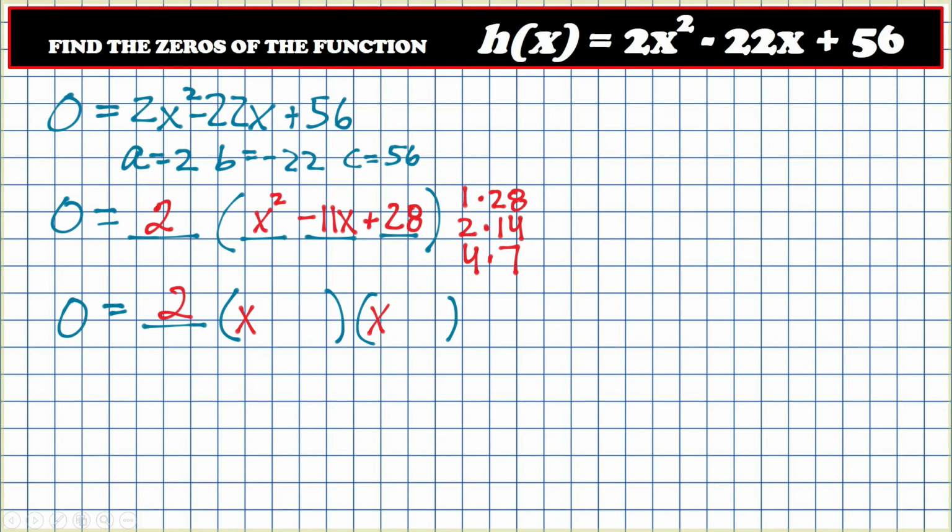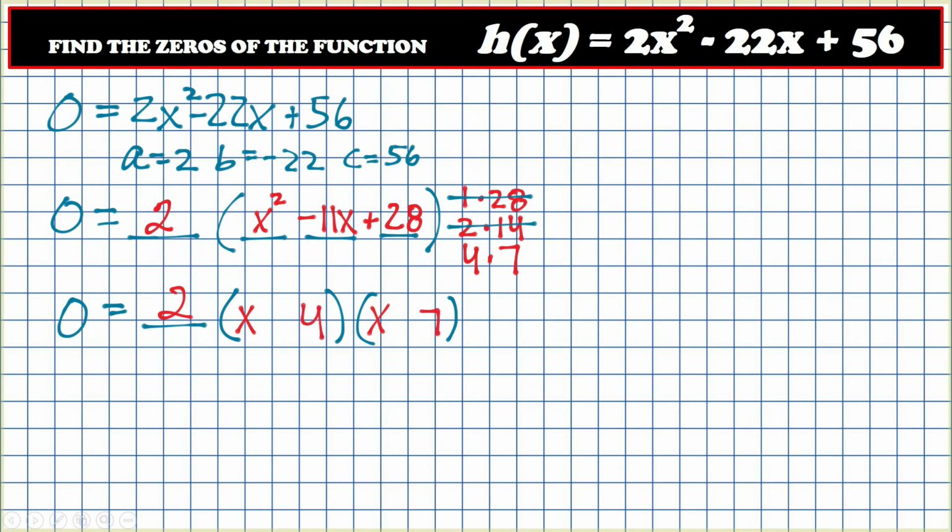Now, 1 and 28 is not a good choice because that could add to 29 or subtract to 27, but there's no way that it's going to make negative 11. With 2 and 14, it could add to 16 or subtract to 12, but there's no way that it's going to come out to negative 11. With 4 and 7, it could add to 11 or subtract to 3, but the part that we really like about it is it can add to 11. So we know we're going to use 4 and 7 in our binomial factors.